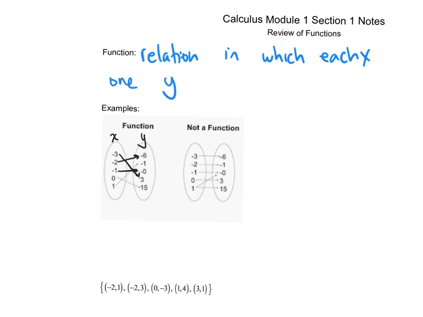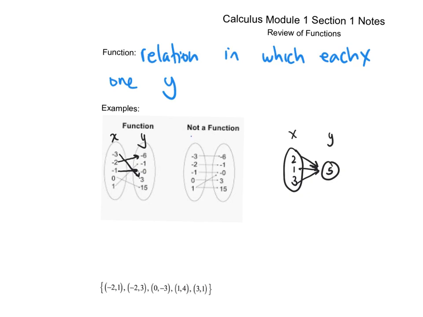Now, they can all go to the same y and still be a function. So another example of a function could be something like 2, 1, 3. And then if I just had a single number 5 there, and then all the x's went to that y, that is still a function because each x goes to 1 y. It doesn't have to be a unique one.